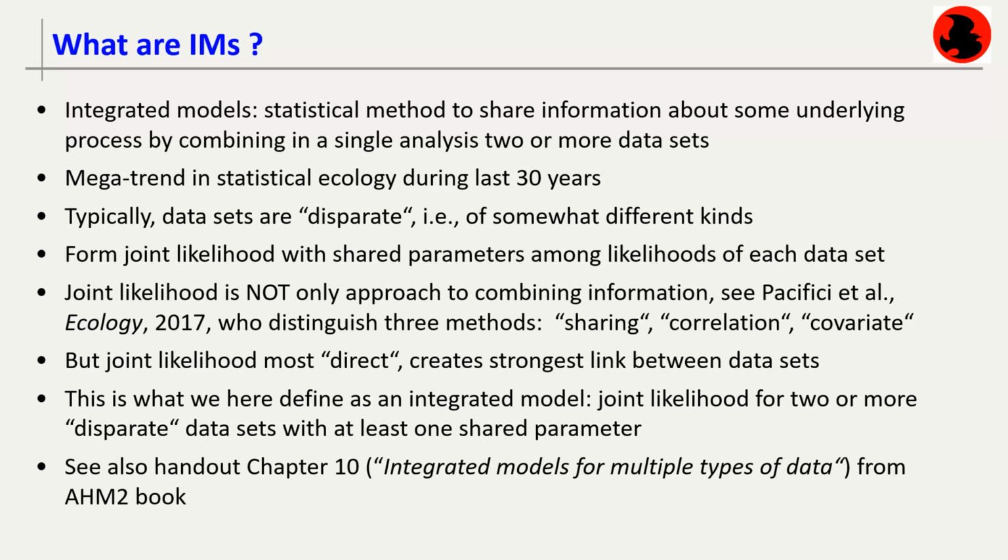So sharing is joint likelihood, which is what we show. Correlation is something else, which you can read up. It's a less, more stochastic, vague relationship between the data sets with respect to some underlying shared parameter.